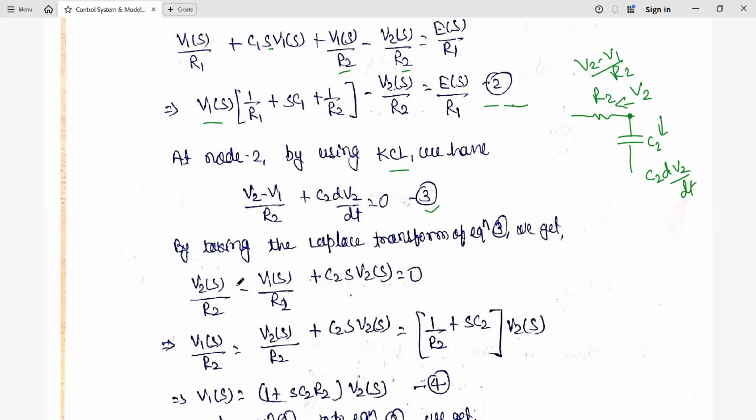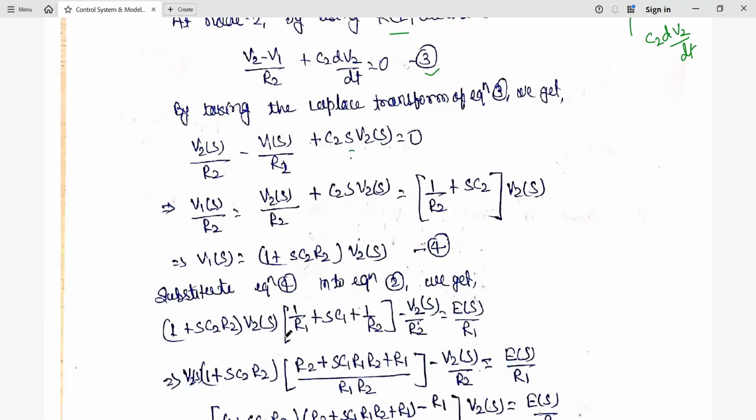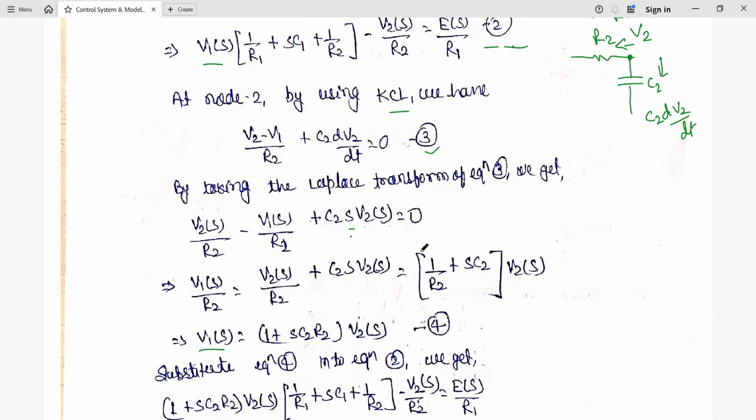By taking the Laplace transform in a similar way, d by dt we write as S. Now after rearrangement, what we find is equation 4: V1 of S equals 1 plus SC2 into R2, and overall outside we have V2 of S. Now we are going to use this expression, equation 4, and equation 2. We are going to substitute the value. Which value? That V1 of S value from equation 4, we are going to substitute into equation 2.